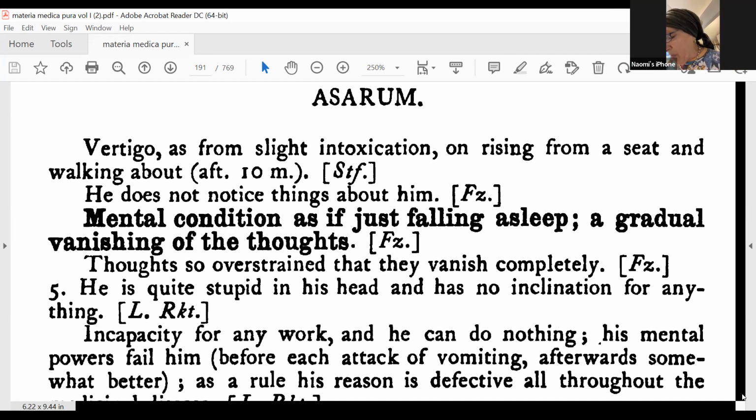Mental condition as if just falling asleep. A gradual vanishing of the thoughts. So please correct me if I'm wrong. This sounds like his ability to think and be cognizant is impaired, as if he had fallen asleep or if he were falling asleep.